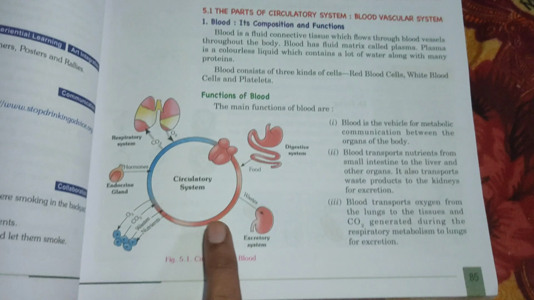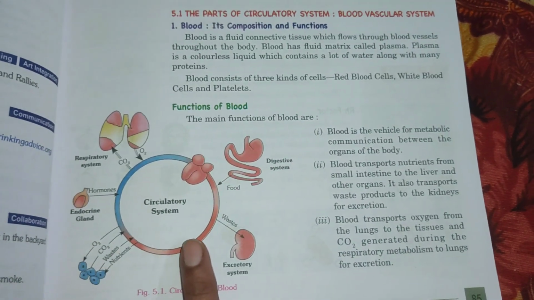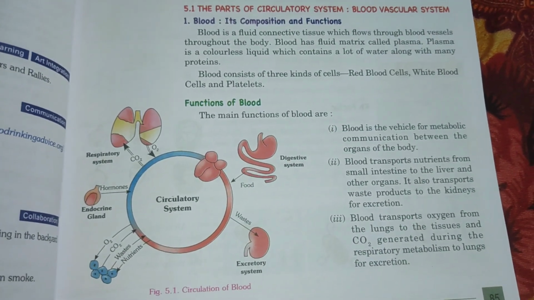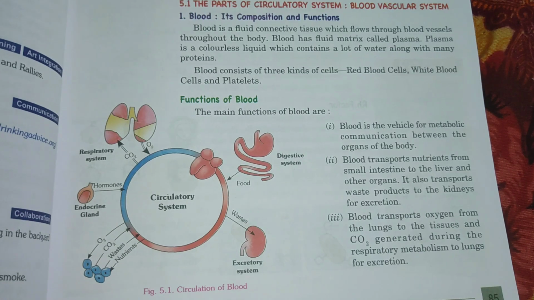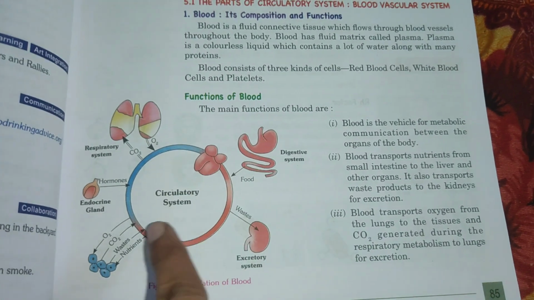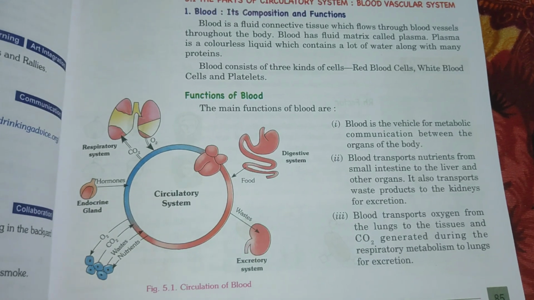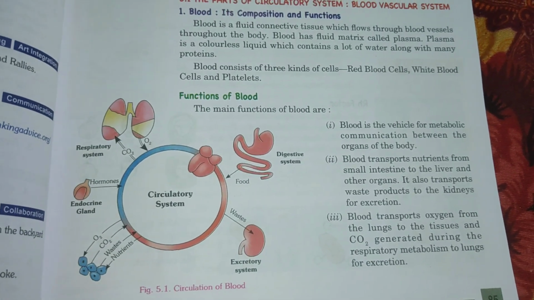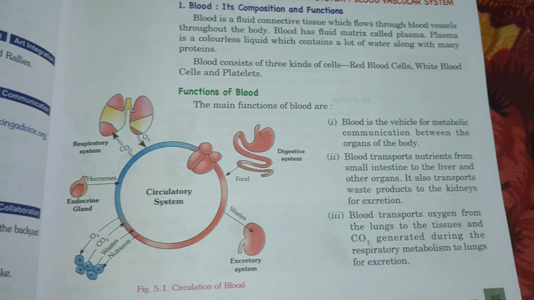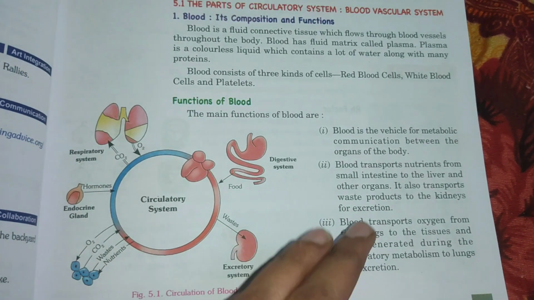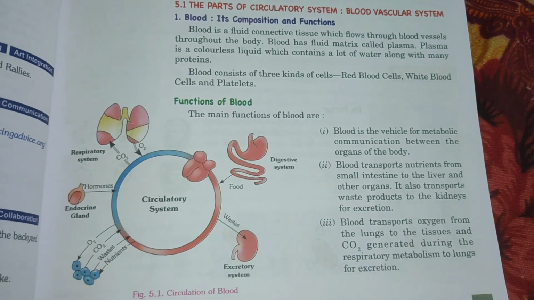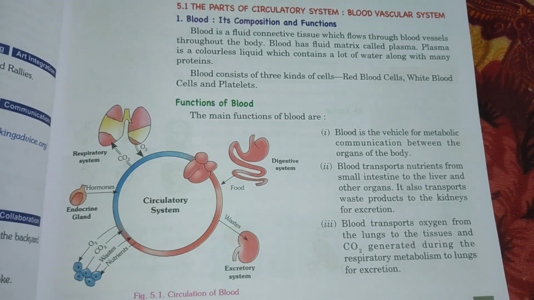So what are the functions of blood? We'll see. The main functions of blood are: blood is the vehicle for metabolic communication between the organs of the body. So between all the organs of the body, there will be a communication, a transportation of substances. So it acts as a vehicle for the communication. Blood transports nutrients from the small intestine to the liver and other organs.